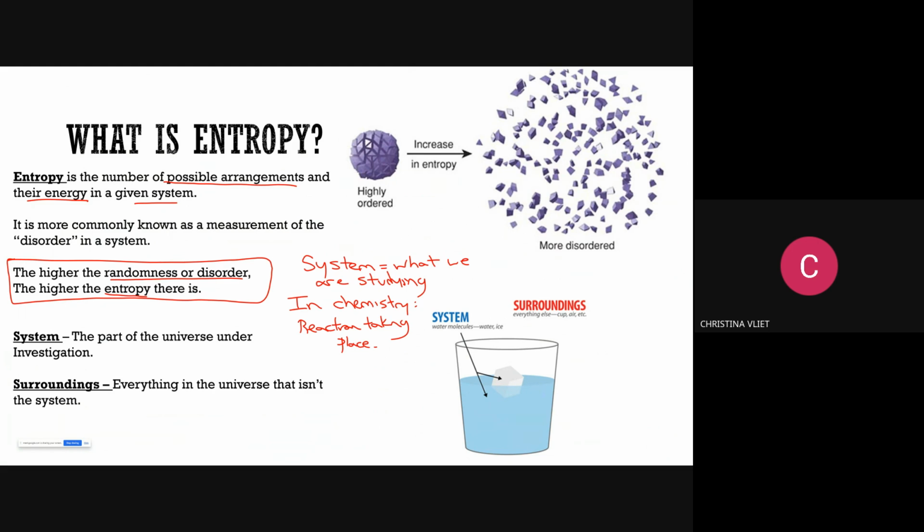And then the surroundings is everything else that isn't the system. So this is a highly ordered system. You increase the entropy and it becomes more disordered. I like to show the sandcastle because it's a good example: the sandcastle is very ordered, and when all the sand spreads about, that's very disordered, which is a way to understand it in comparison.